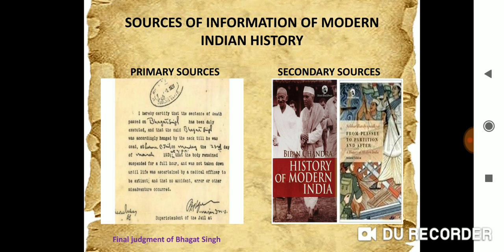And another, creative works are also primary sources: the novel, plays, poems, all under the primary sources, but that should be the original. This is an original handwritten poem by Rabindranath Tagore, in the handwriting of Rabindranath Tagore in the year 1923 January. He wrote this poem and you can see the signature of Rabindranath Tagore also.